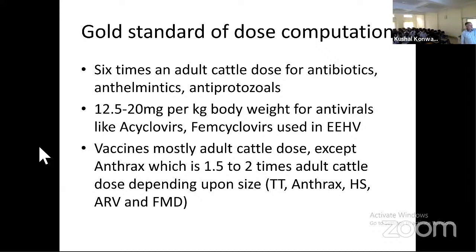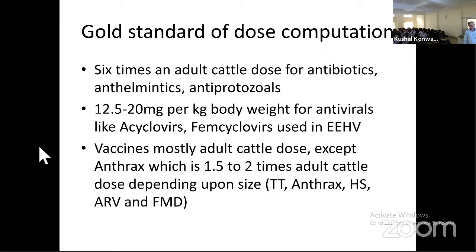Then 12.5 to 20 milligram per kg body weight for antiviral, because acyclovir or famciclovir we do not give in other animals, except in EEHB in elephants. Vaccines are mostly the adult cattle dose in all others, except for anthrax, which is 1.5 to 2 times higher than the adult cattle dose, depending upon the size of the animal. As I said before, TT, anthrax, HS, anti-rabies, and foot and mouth disease are the vaccines we routinely give. At least we can protect our animals from these conditions.